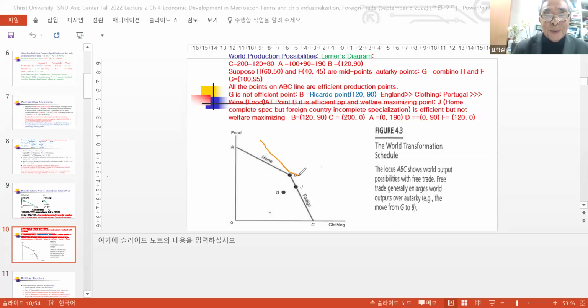I'm trying to draw a sort of nonlinear welfare curve. You see, this welfare curve is maximized at the Ricardo point, this R, B. You see, any point other than that, A point or C point, cannot maximize world welfare. So the Ricardo point can truly maximize world welfare.